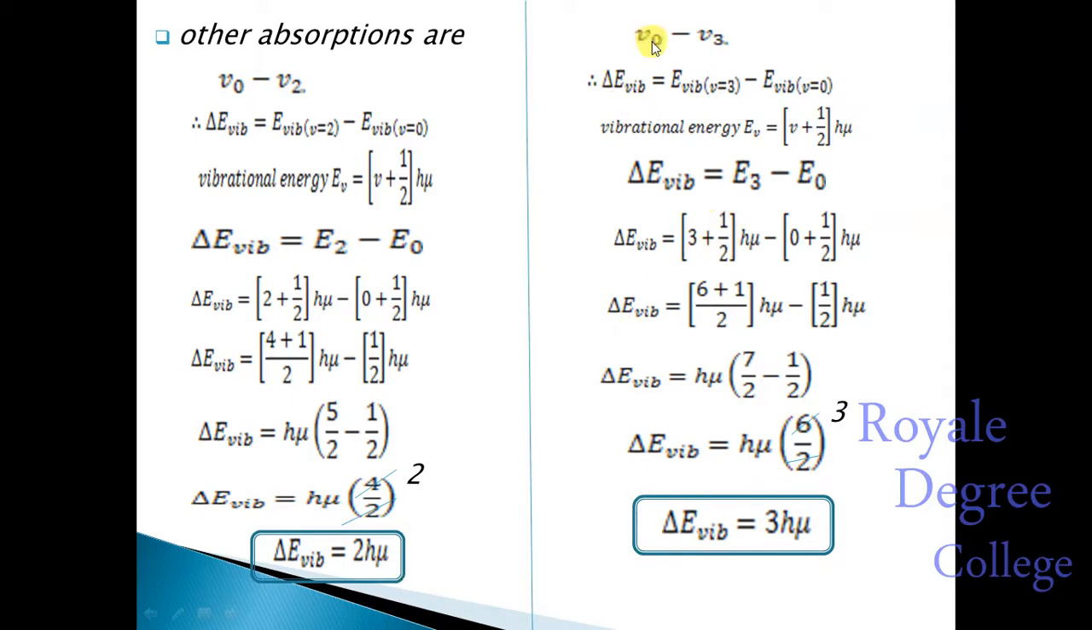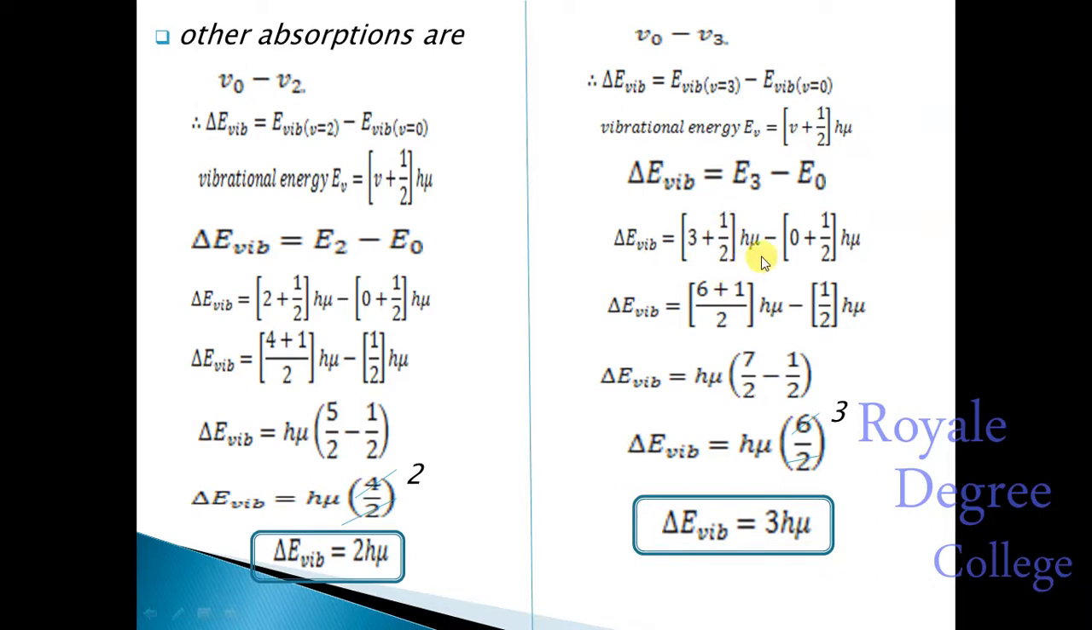Now, in the next case, the transition is from the ground state to the third excited state, V0 to V3. The same formula we are using here. Therefore, the change in vibrational energy is equal to the vibrational energy in the third state minus the vibrational energy in the ground state. Then we use the same formula: delta E vibration is equal to the energy in the third state minus the energy in the ground state, that is 0. So we are copying 3 in place of V.